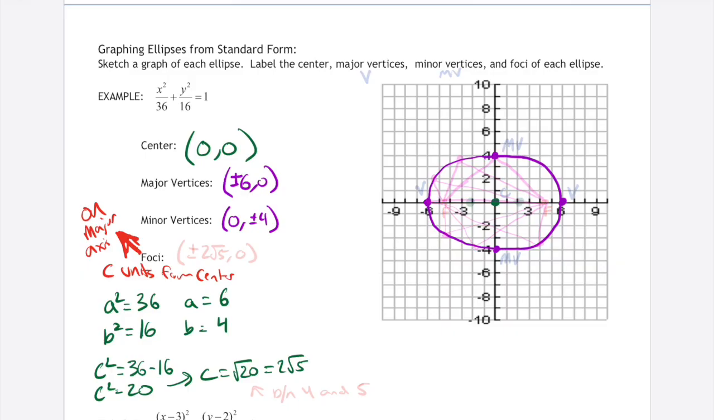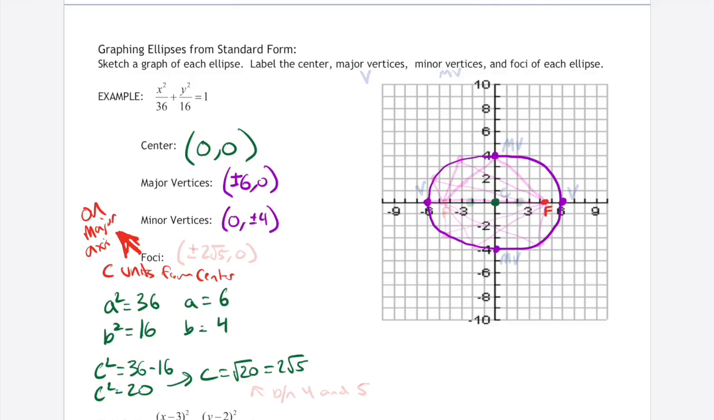This is why I like root 20. 2 root 5, I have no idea what that decimal is. But root 20, I get a pretty good estimate. What perfect square is 20 bigger than? 16, so 4. And what is it smaller than? 25, so 5. So it's somewhere between 4 and 5. That's all I care about. So 1, 2, 3, 4, somewhere there.